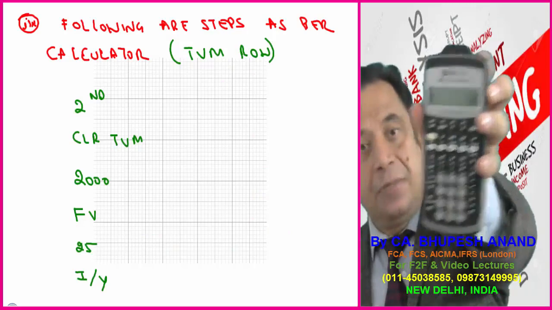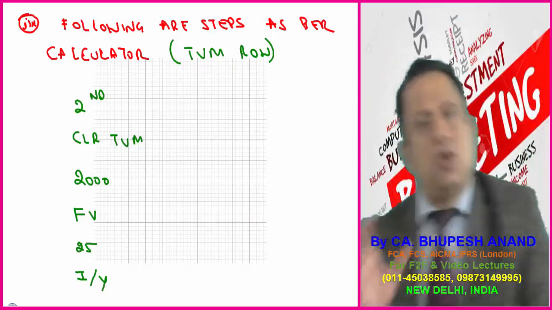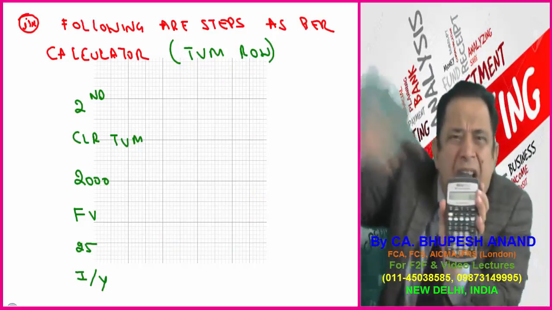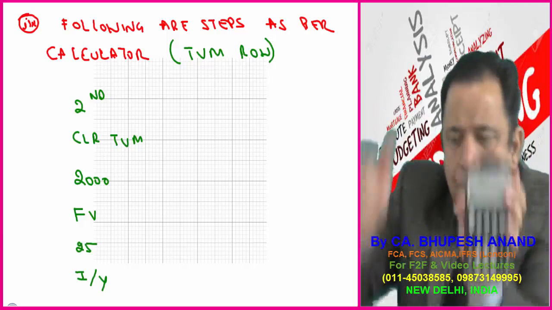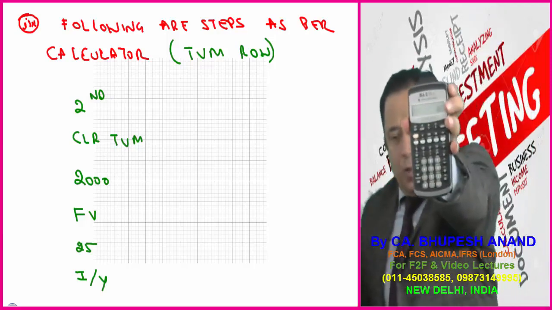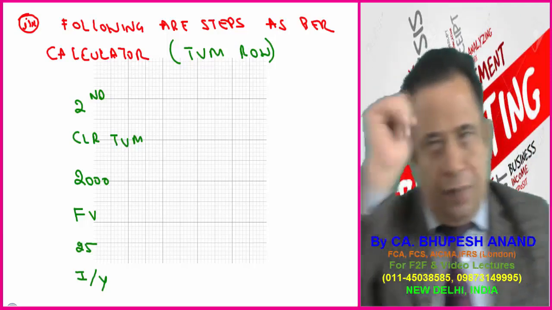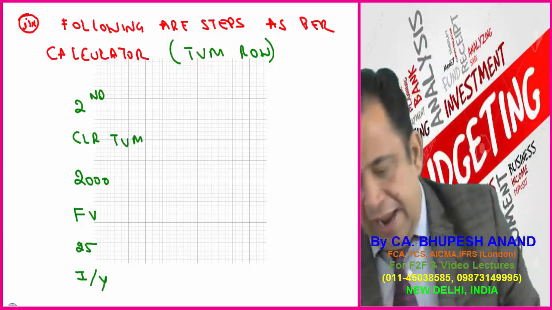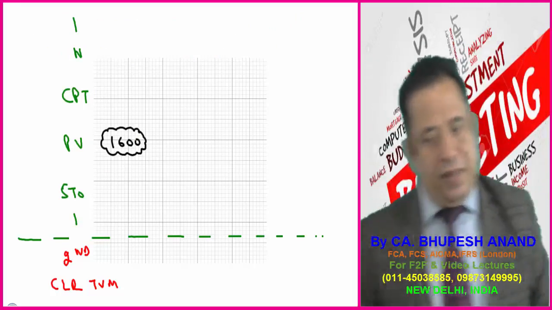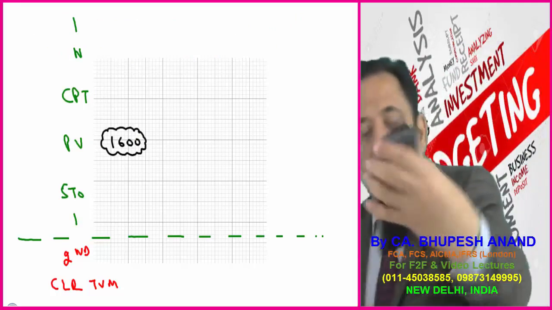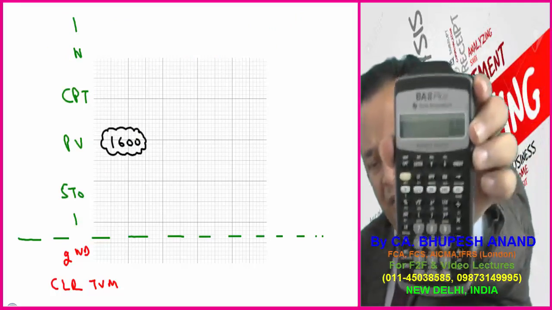All these steps I have written in my handwritten slide. So please note down and please do it now. You have to do it now. Please press the buttons. Following are the steps as per calculator TVM row. Second, clear TVM, 2,000 future value, 25 IY, 1 as N, compute present value, and that present value is coming as minus 1,600, no problem.